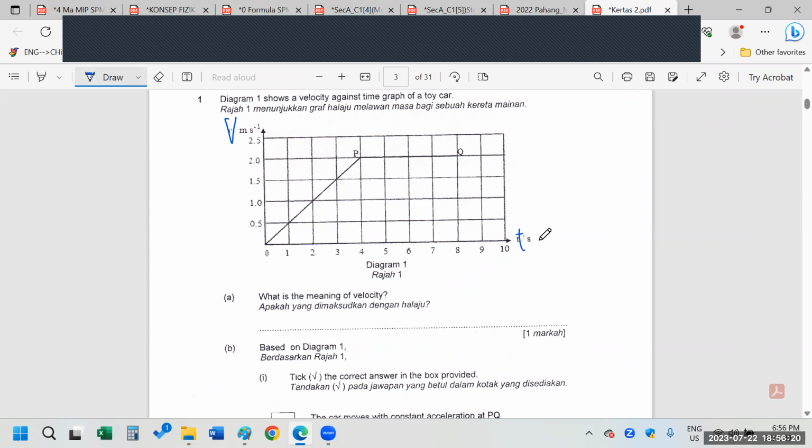Have you learned this in maths already? I think the last chapter, not yet in maths. I think no. Okay, never mind.